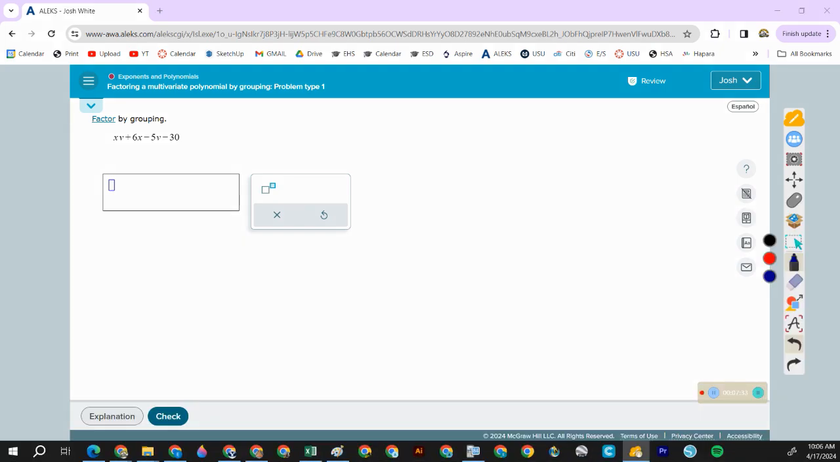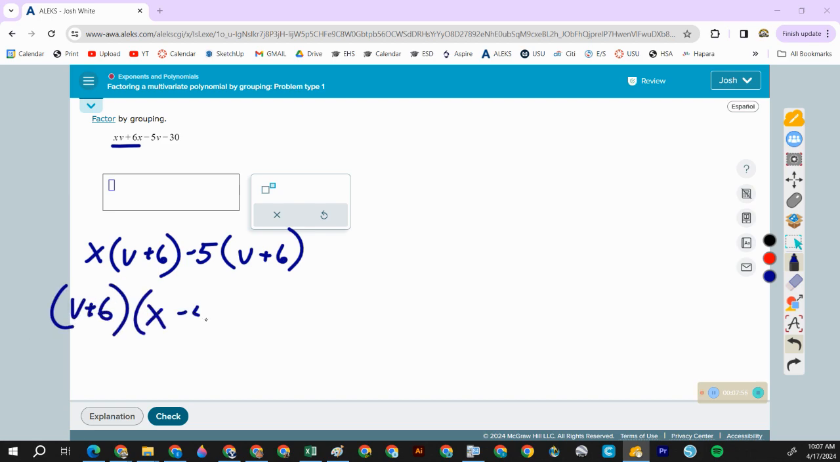Okay, same idea here. The first two share an x, and I'm left with v plus 6. The second two share a negative 5, and I'm left with v plus 30. Oh, sorry, v plus 6. Factor out the v plus 6's, and I'm left with x minus 5.